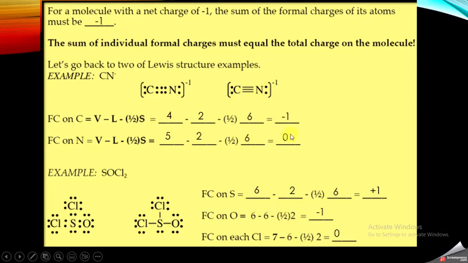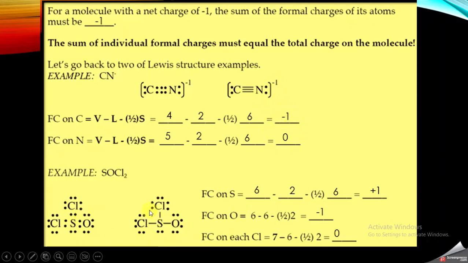So here in this CN⁻ ion, the negative charge is on the carbon atom and it's not on the nitrogen atom. Most people think that it's on the nitrogen atom, but it's not on the nitrogen, it's on the carbon atom. So if you add these two formal charges, you will get -1, which is actually the charge on the molecule. So this shows the correctness of the Lewis diagram.